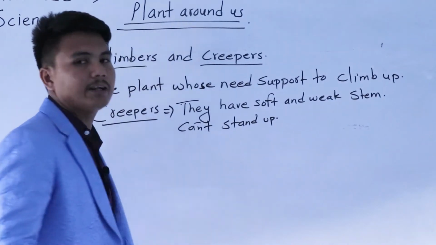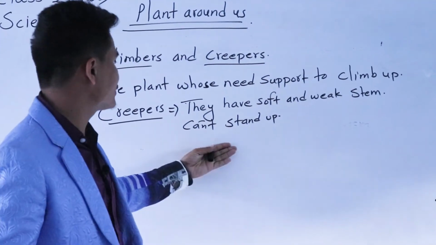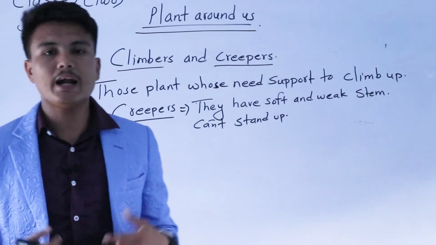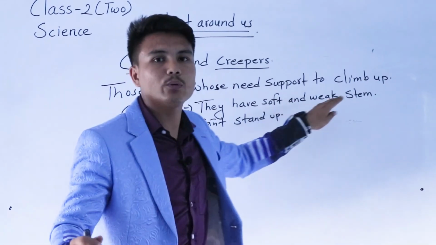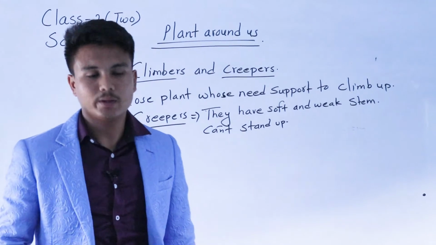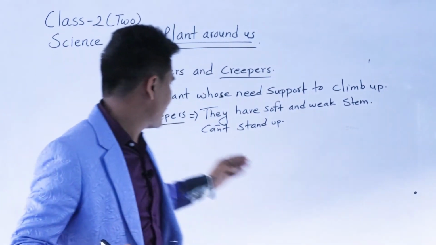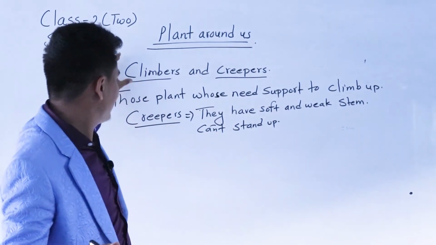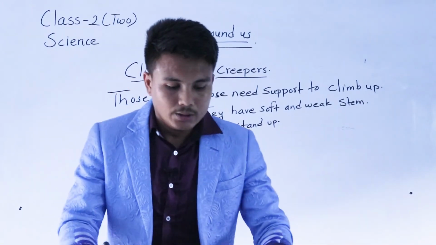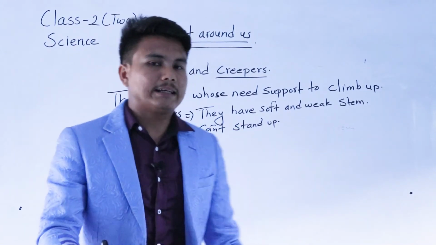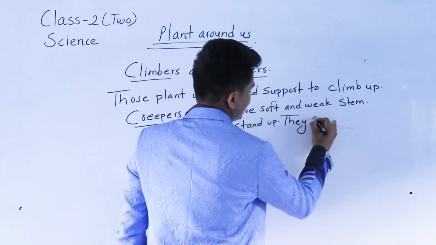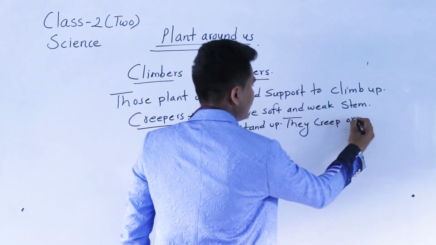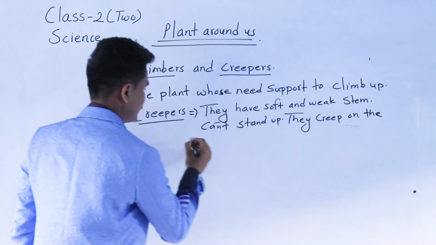They can't stand up like trees. Trees can stand up, but creepers can't stand because they have a soft and weak stem. So that's why they are categorized into creepers and climbers. They basically creep on the ground.